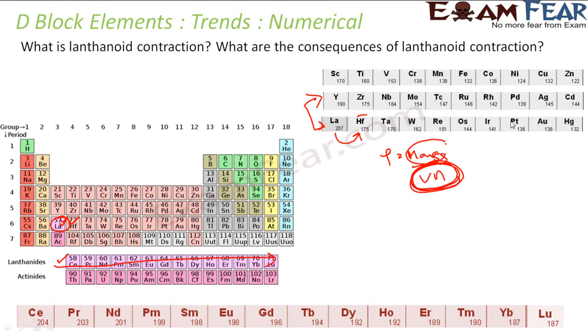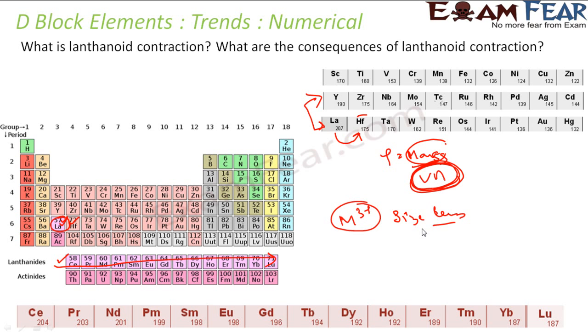Okay. One more consequence: a decrease in the basic strength of hydroxides of the lanthanides with increase in the atomic number. Why? Because of decrease in size, the cation size of the lanthanides is less. Okay, since the size is less, it develops what? More which character?